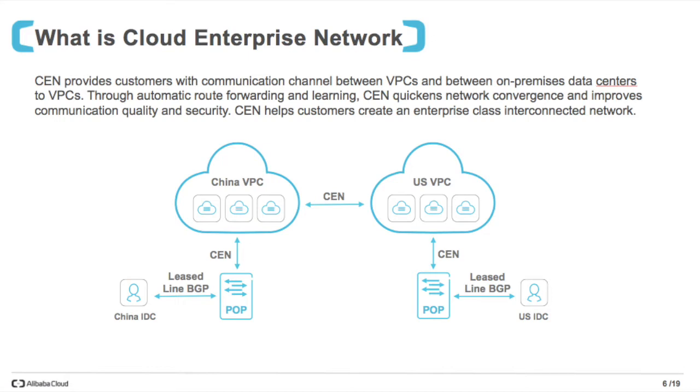Moreover, in order to fulfill the communication between IDC to VPC, VPC to VPC, even IDC to IDC, if CEN is deployed, that means all network instances are attached into CEN. Then a peer-to-peer link is established. Through automatic route forwarding and learning, CEN quickens network convergence and improves communication quality and security. CEN also helps customers to create an enterprise-class network.